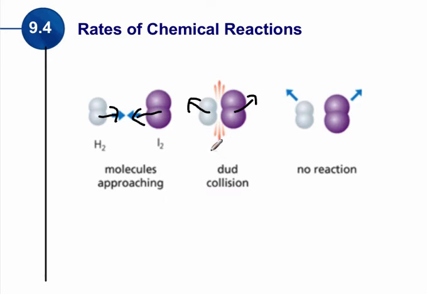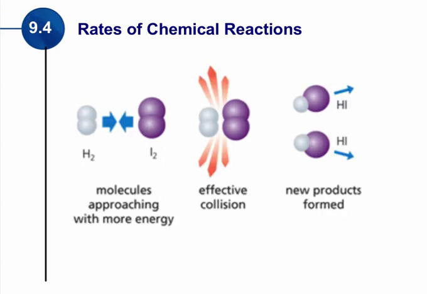But if we could somehow take these two molecules and get them to collide faster, get them to have more energy, more movement, so they're going to come in really fast. And when they crash together, they're going to have an effective collision. And notice what the effective collision does. It essentially breaks apart the H2 and the I2, and then they combine with each other. And we get HI and HI. We have a new product that is formed.